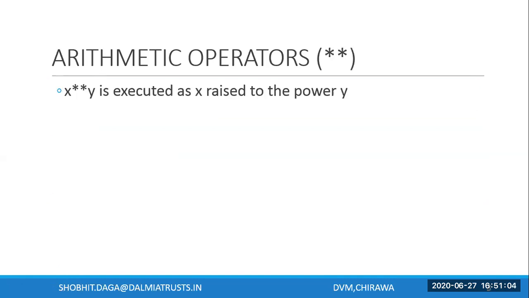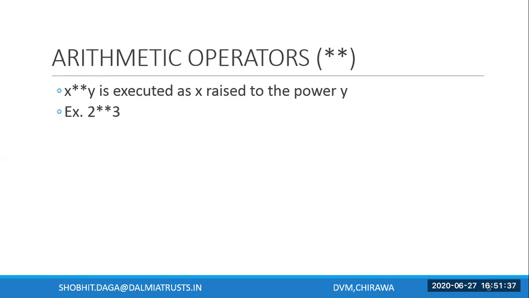Let's start with the arithmetic operators. First, we will talk about the exponential operator. The exponential operator, x asterisk asterisk y, is executed as x raised to the power y. As we have studied, x is written with y as the superscript. Because we do not have anything like a superscript in Python to represent exponentiation, we will be using the asterisk asterisk symbol.